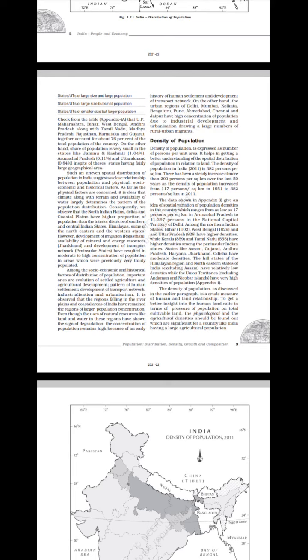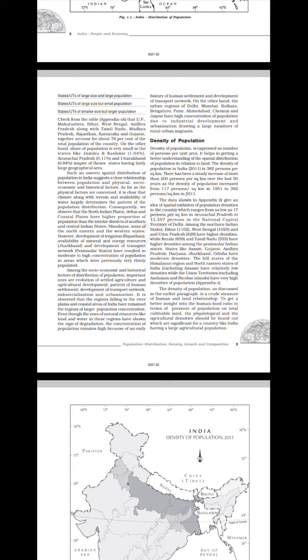Among the northern Indian states, Bihar 1102, West Bengal 1129, and Uttar Pradesh 828 have higher densities, while Kerala 859 and Tamil Nadu 555 have higher densities among the peninsular Indian states. States like Assam, Gujarat, Andhra Pradesh, Haryana, Jharkhand, Odisha have moderate densities.